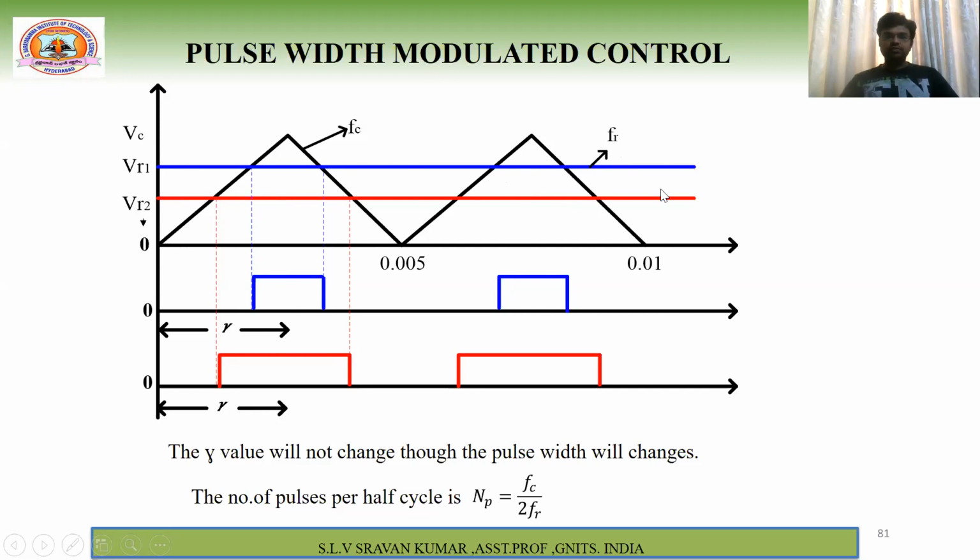Next one, this one, right? Second pulse, second reference wave. Here also the same. Whenever your carrier wave is greater than this magnitude, VR2, then you will get the pulse. Right? Here also the same.